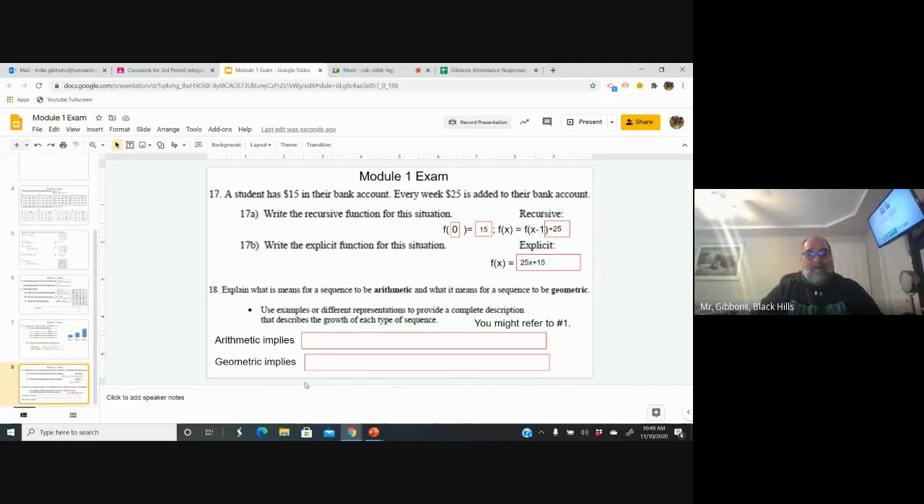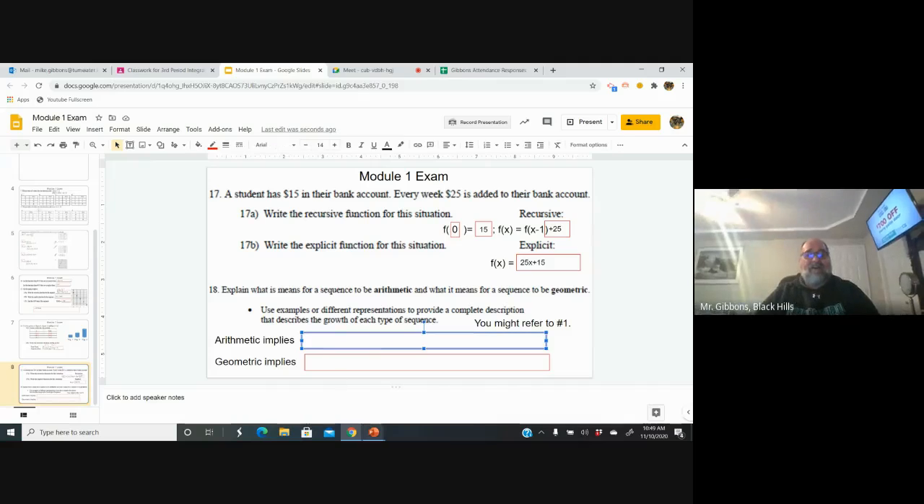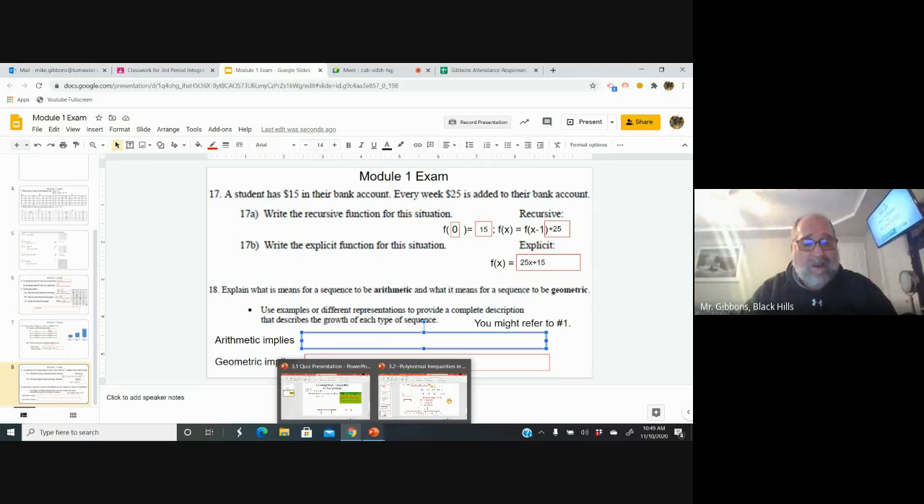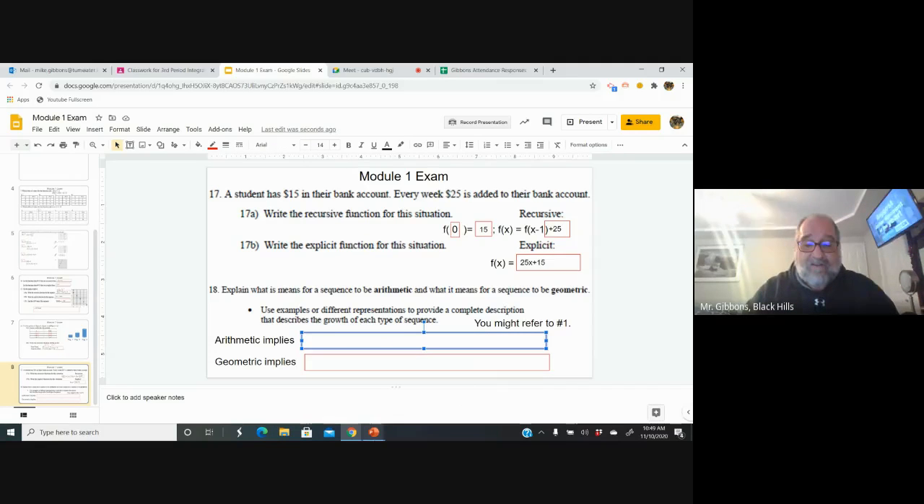Now, here's what a lot of people did. They started here and they said arithmetic implies we have a common difference, D equals a number. And some of you wrote that out. That's fine. I'm going to make this really simple. I'm going to say, an arithmetic implies I have a common difference, and I'm even going to give the common difference here too. So now I'm just going to do a sequence that has a common difference of 2.